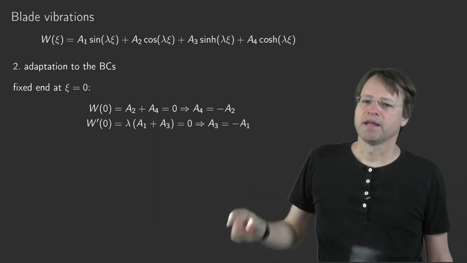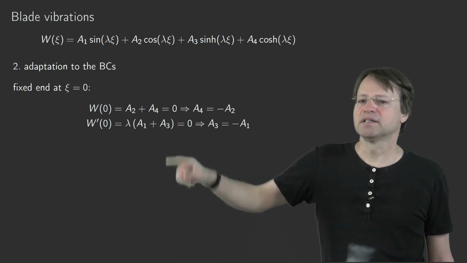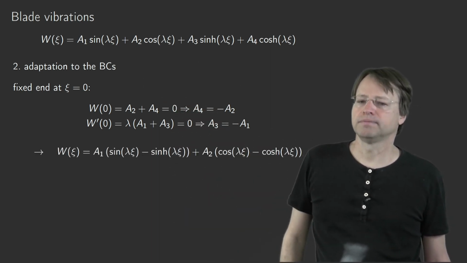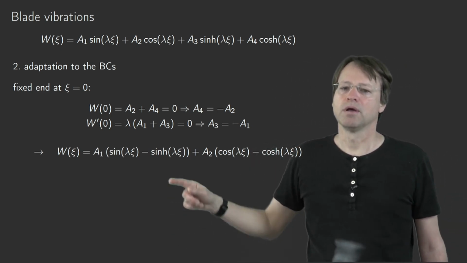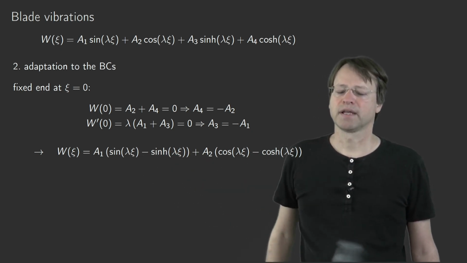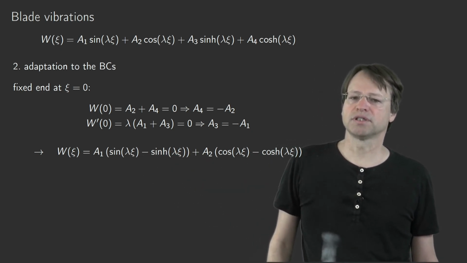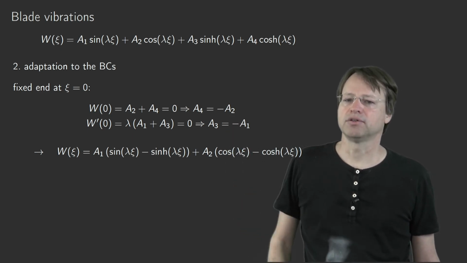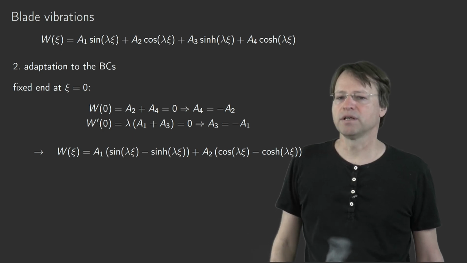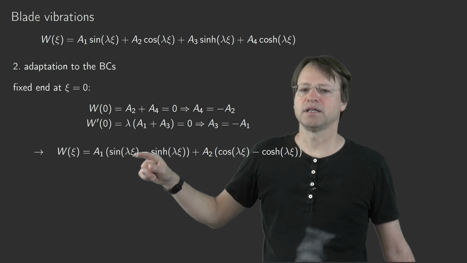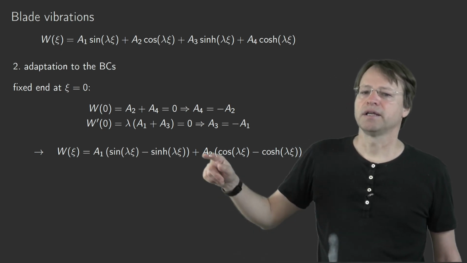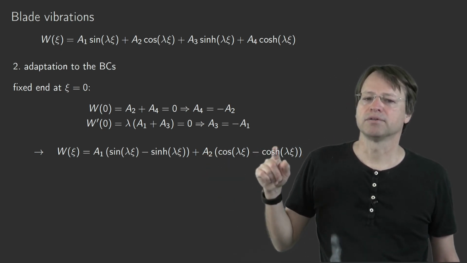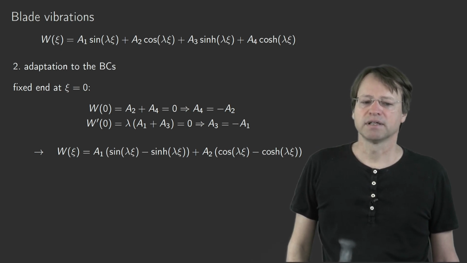So we can, as an intermediate result, write our unknown function capital W, which governs the space dependence of the solution, now with just 2 integration constants. I've chosen a1 and a2 here. So we have a4 is minus a2 and a3 is minus a1. Therefore we have a1 times sine lambda xi minus the hyperbolic sine lambda xi, and a2 times cosine lambda xi minus the hyperbolic cosine of lambda xi.